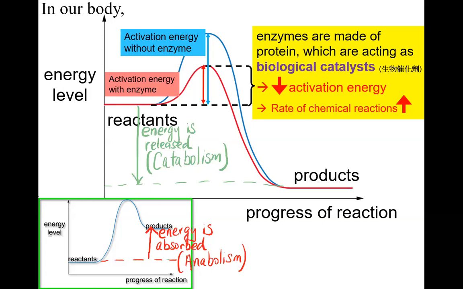We can compare the energy level of the products and reactants. If the energy level of the products is lower than that of the reactants, it means energy is released, and this is a catabolism. Okay, on the other hand, if we find out that the products will have a higher energy level than the reactants, it means energy is absorbed, and this is an anabolism.